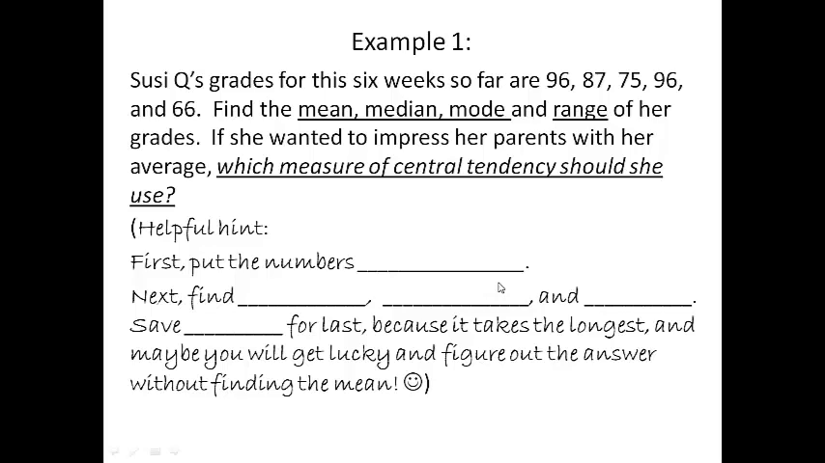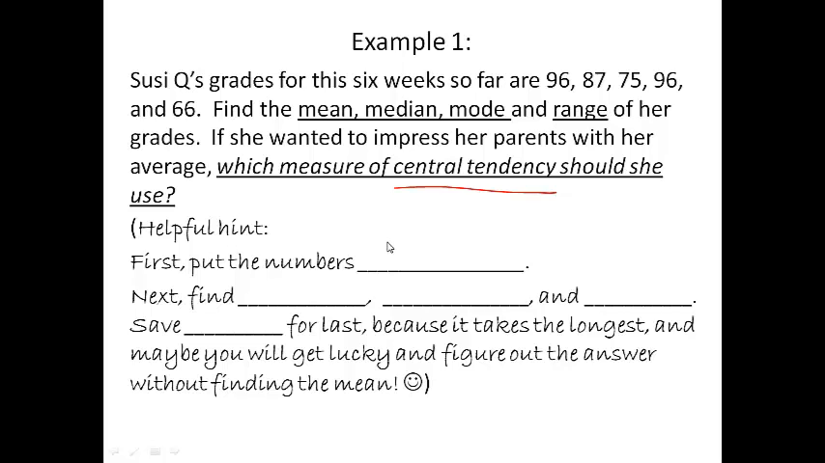For example 1. Susie Q's grades for this 6 weeks so far are 96, 87, 75, 96, and 66. Find the mean, median, mode, and range of her grades. If she wanted to impress her parents with her average, which measure of central tendency, there's that funky word again, would she want to use? So helpful hint. You'll have to go to the next page real fast to fill this in. I'm sorry. Flip over on the back.